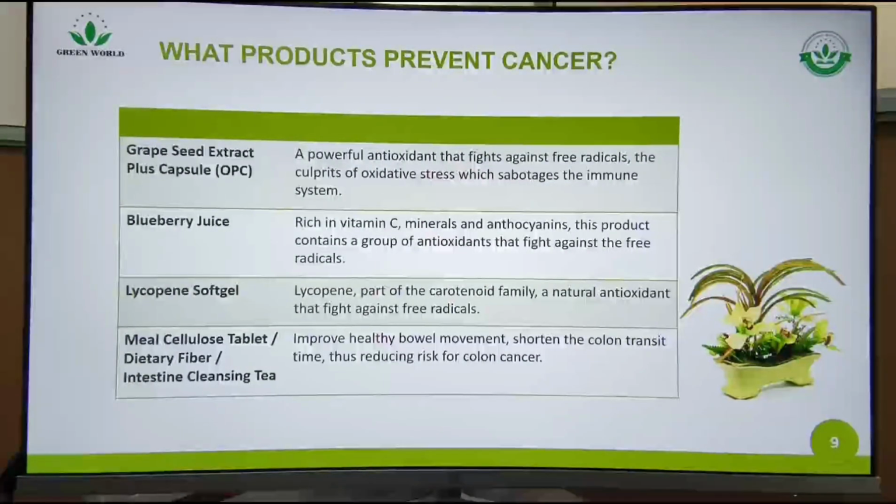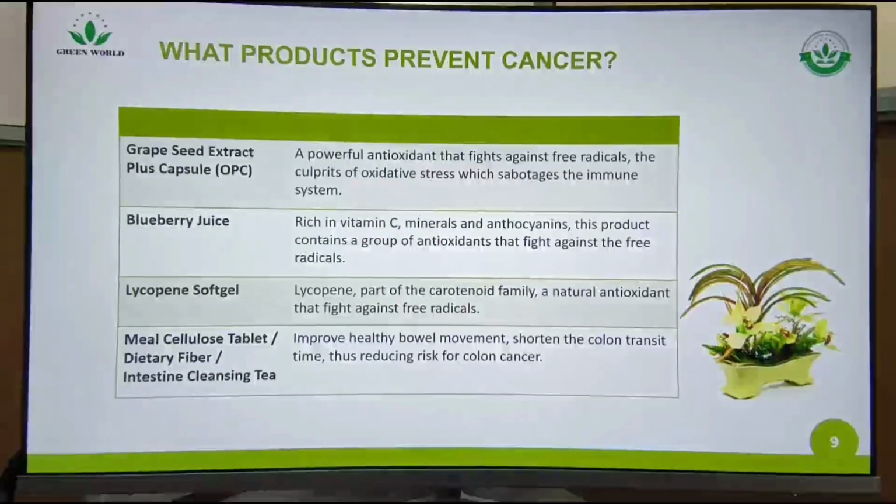So we have grapeseed extract plus capsule, OPC. This is a powerful antioxidant. Now, cancer needs antioxidants that fight against free radicals. These antioxidants will always fight against free radicals, because these free radicals are the things that can always lead to cancerous or abnormal growth of body cells. So they are the culprit of oxidative stress, which sabotages the immune system.